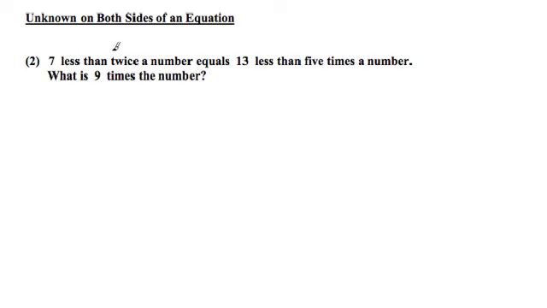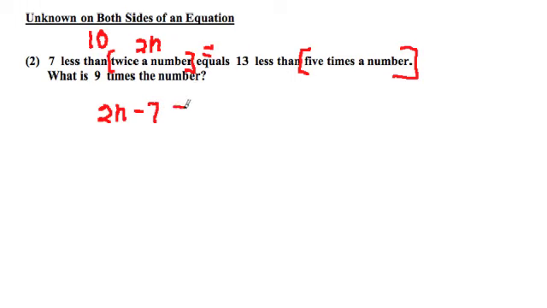So 7 less than something equals 13 less than something. Sometimes it helps to work these backwards or inside out. Twice a number would be 2n. And less than sometimes throws people, so if you're not sure, think of it with specific numbers. How would you do 7 less than 10? 10 minus 7. So this is 2n minus 7 is equal to 13 less than 5n.